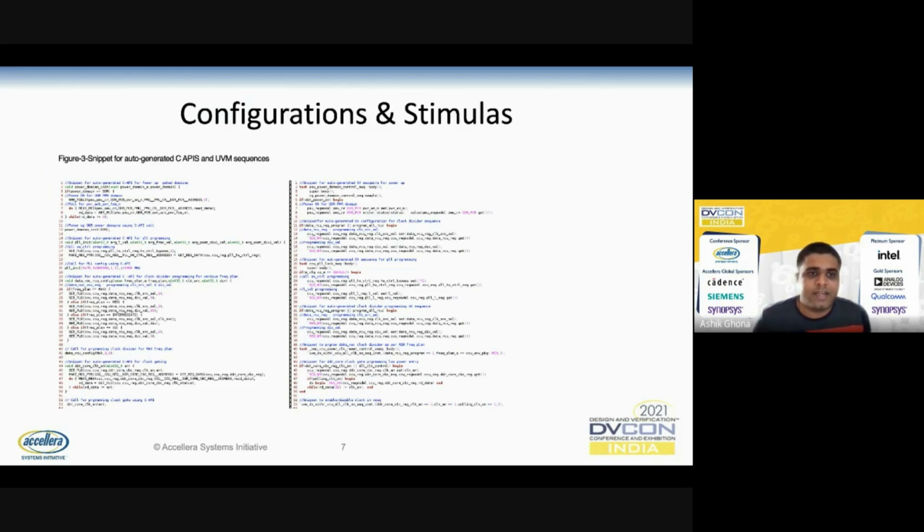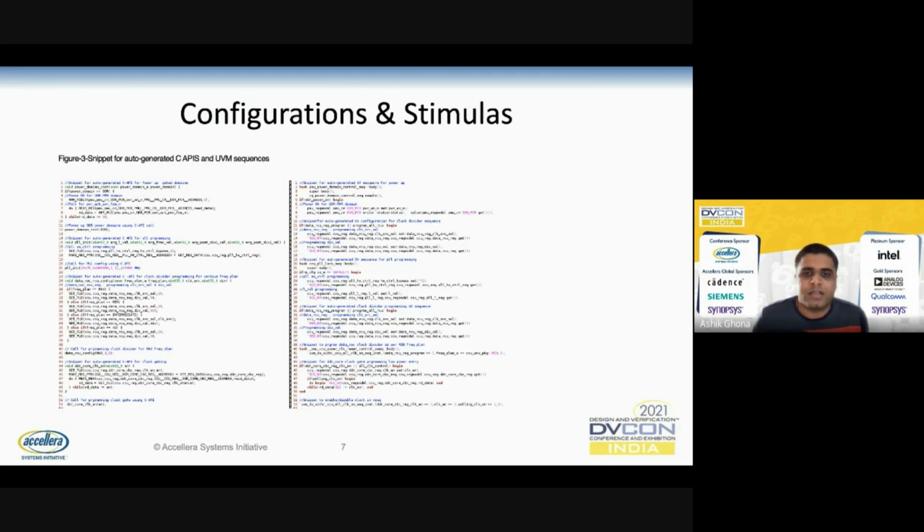So the left side is showing the C APIs. This is the first C API, which is power domain init, where this is the API call and the previous snippet is showing the API definition. Similarly, we have API call and API definition for PLL programming, clock divider programming, and clock gate programming. On the right side, one snippet is showing the SV sequences for power domain. Similarly, we have a snippet for clock divider programming.